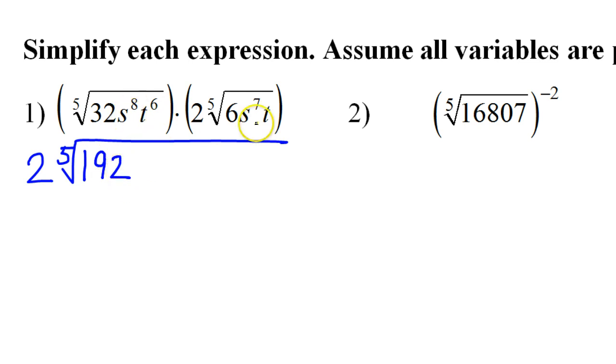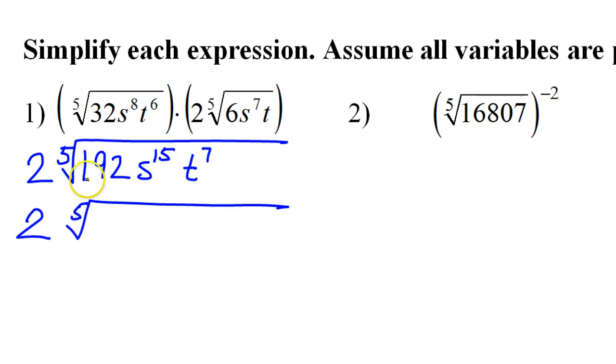Okay, and let's look at the s's. I have s to the 8th power times s to the 7th power, so that is s to the 15th power. T to the 6th power times t is t to the 7th power. Alright, so this is what we get when we multiply these two together. Now we need to simplify this. And I like to color coordinate it. Alright, that 2 is just going to stay there for now.